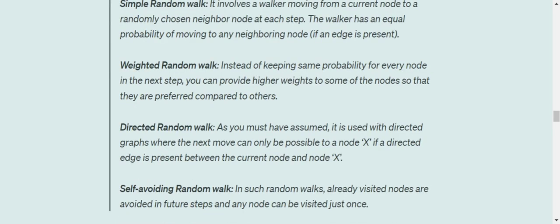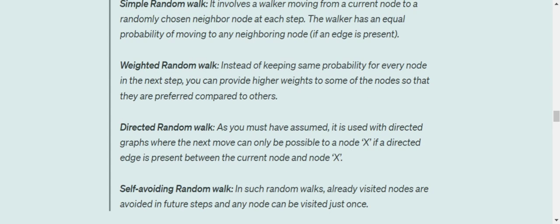Weighted random walk. In the case of a simple random walk, the probability of moving to any other node was equal, if you have an edge. But in the case of a weighted random walk, it might be that in some use cases, we wish to provide priority to some of the nodes. So we provide them a higher weightage compared to others so that they are preferred over others. This is called a weighted random walk.